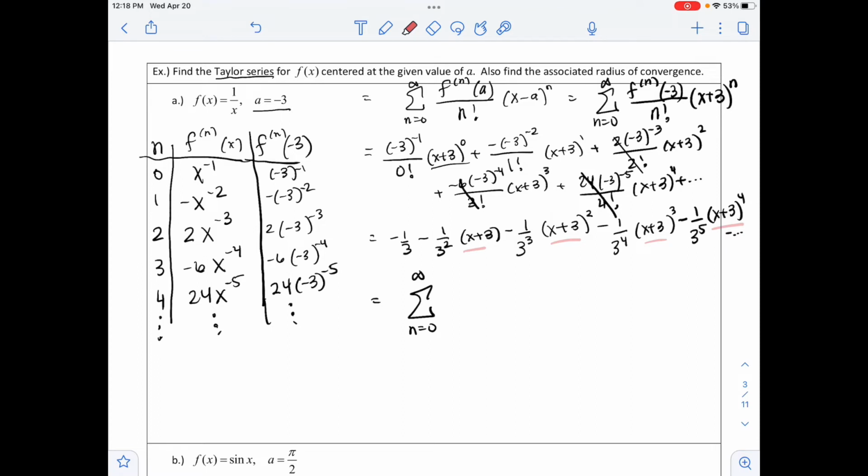The first one would be to the 0 power, so I do notice that they all have an x plus 3 to the nth power. And I'm going to put a negative out in front because all of them are negative. And what I notice in the denominator is that I have 3 raised to a power, and this first one is to the first, and so that's 1 more than that starting value of 0. And so for this, I'm going to say to the n plus 1.